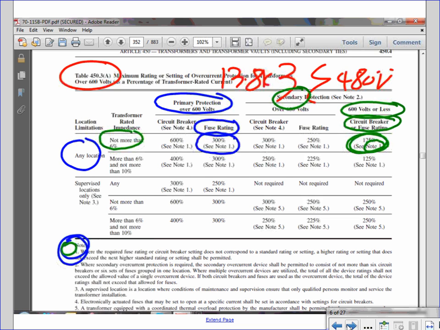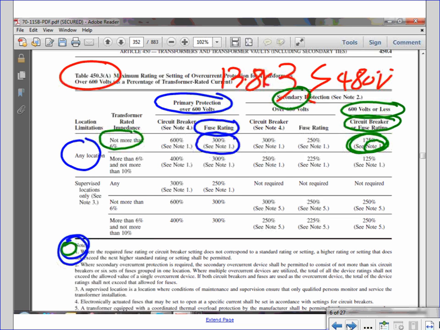Any location. Default. Then, not more than 6% impedance. What was the impedance? Remember I said my impedance is 6%, so am I right here? Yep. Well, otherwise, where do you go? The second one. Then, are you using a circuit breaker or a fuse? What did they tell you guys? Fuse. I'm using a fuse. So what's my multiplier? 300 on the primary side. Do you guys see note number 1? If you read note number 1 here, it says, hey, if you land with a non-standard fuse, do not get mad, go up. Note number 1 is very important.